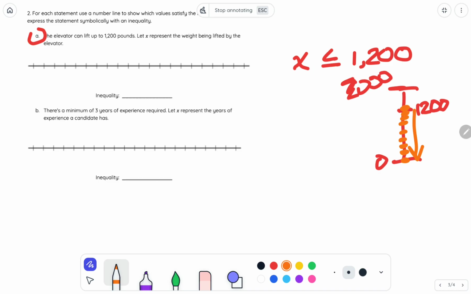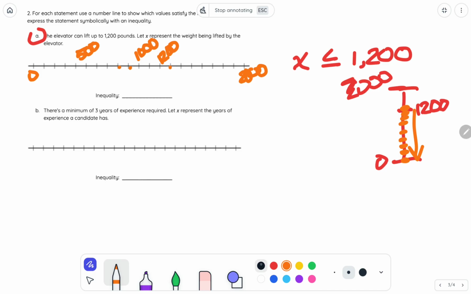So on our number line, if we're going from 0 to, let's say, 2,000, let's count it out by hundreds. So let's do 0, 100, 200, 300, 400, 500, 600, 700, 800, 900. This is 1,000. And then 1,200 is right here. 13, 14, 15, 16, 17, 18, 19, 20. Okay, so it goes up to 2,000 if we count by hundreds.